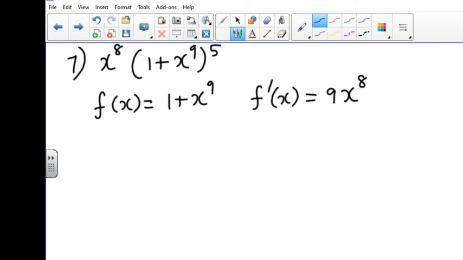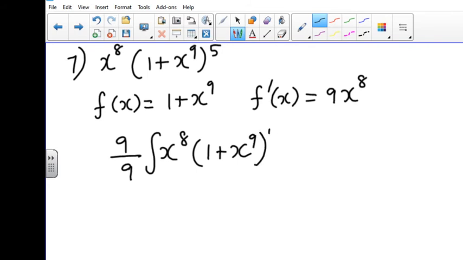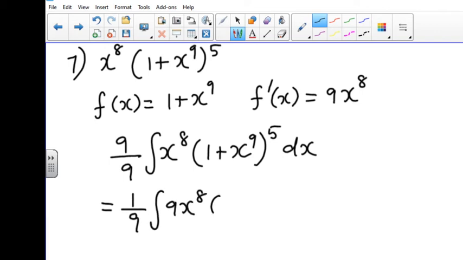Here we are having only x power 8, so let us multiply and divide by 9. The problem can be written as 9 divided by 9 into the integral of x power 8 into (1 plus x power 9) whole power 5 dx. Now taking 9 inside, 1 by 9 integral of 9x power 8 into (1 plus x power 9) whole power 5 dx. Again the same formula we are going to apply.